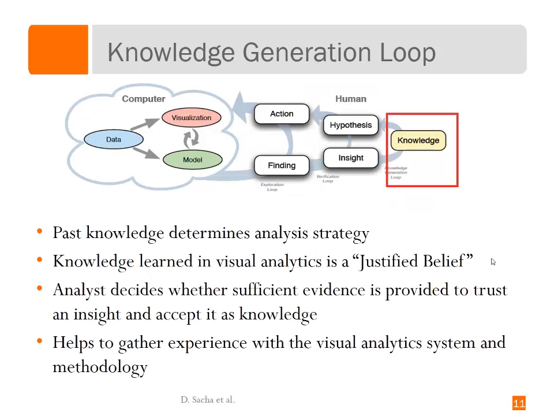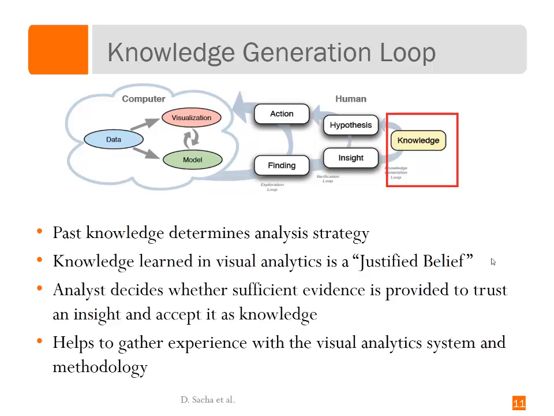And then we come to the knowledge generation loop. So in the knowledge generation loop, this is where we begin to take our past knowledge to help inform our analysis strategy. So what is it that we know? We begin to use the scientific method to build one finding on top of another.